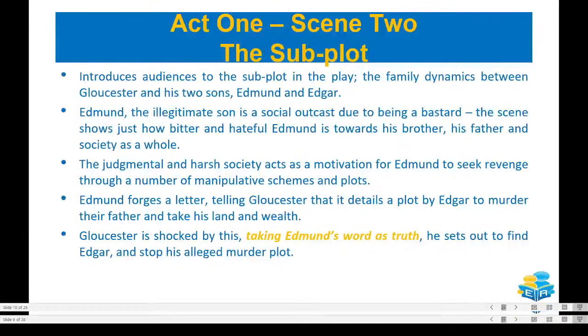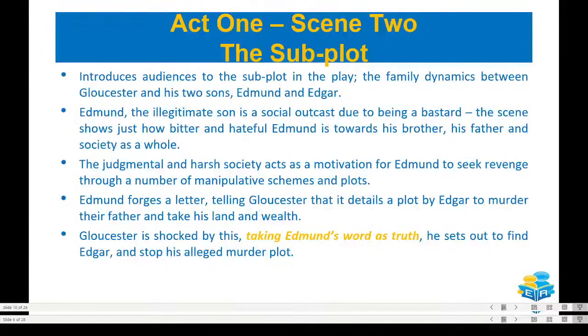So if I was to ask you, where else do you see that? You see that in the previous scene, the love test. We know that Goneril and Regan are not true. They're full of rubbish. We don't believe anything. But Lear believes that his daughters are telling him the truth. Just like here, Gloucester takes Edmund's word as truth. So you have two elderly men. This is the subplot.